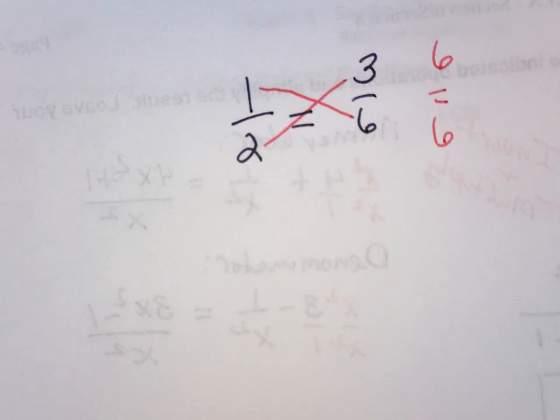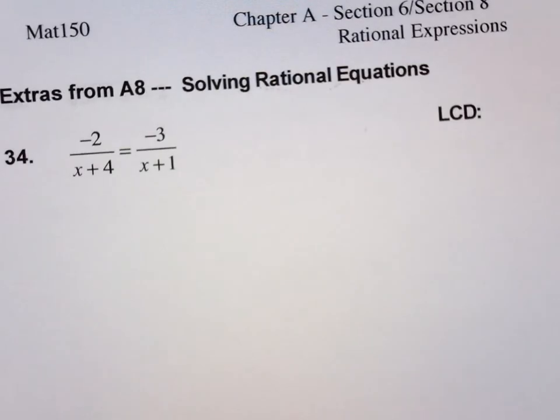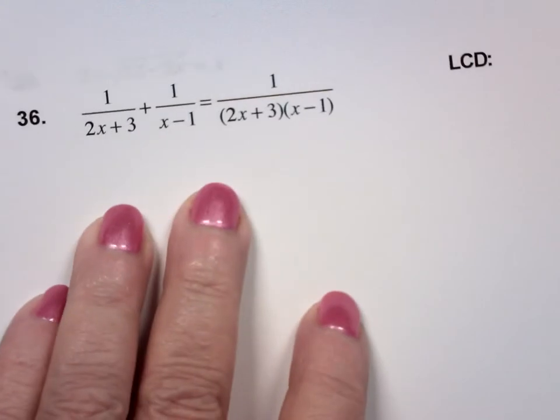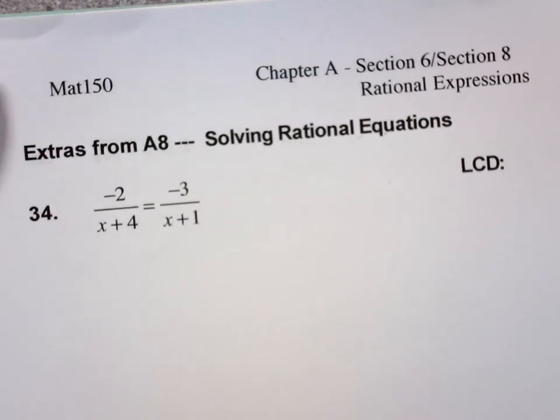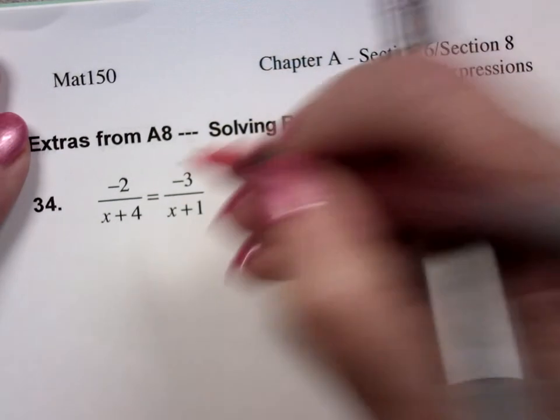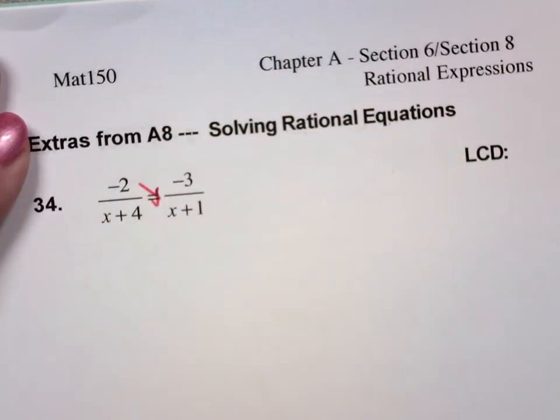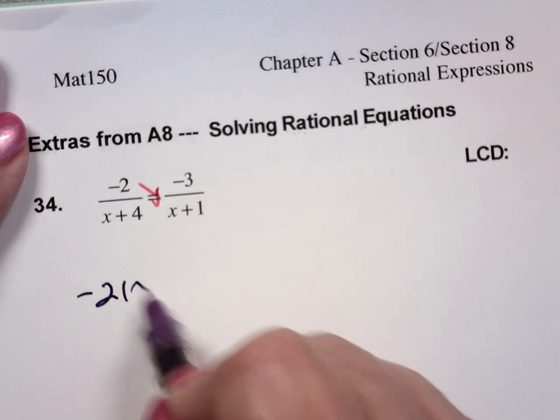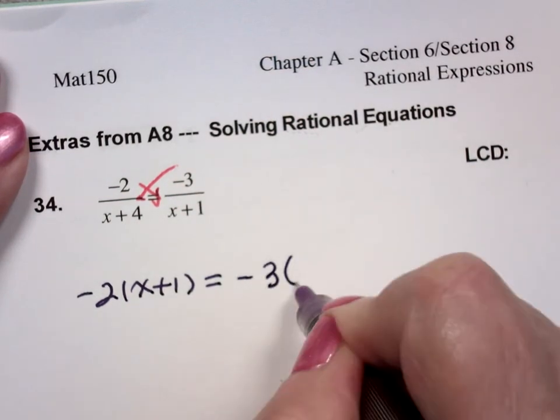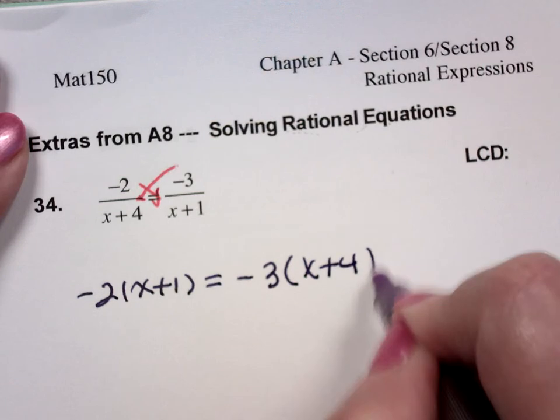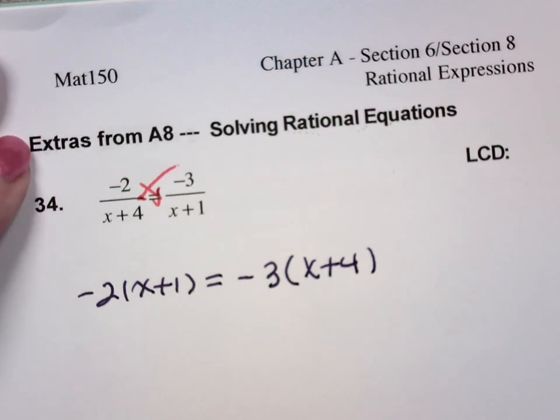Now, that works as long as you have a single fraction equaling a single fraction. That would not work for this problem because it's not a single fraction. But it would work for this one. So if I were going to use means and extremes, that would say -2 times x plus 1 is equal to -3 times x plus 4. That's what's so nice about means and extremes.